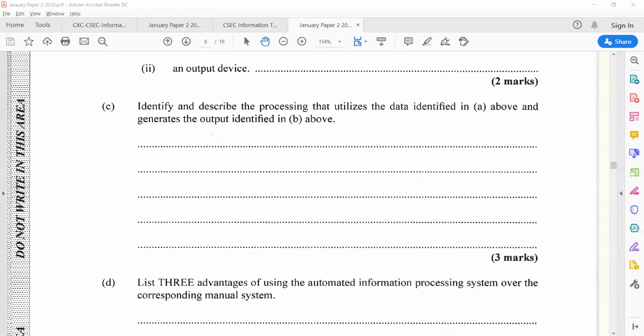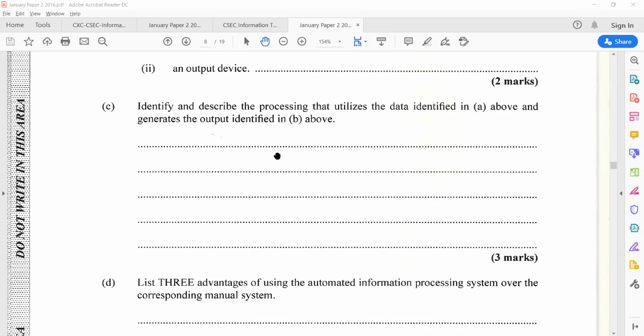All right, so part C now. Identify and describe the processing that utilizes the data identified in A above and generates the output identified in B above. So what they're asking here is to describe the processing. Remember when we spoke about algorithms, we spoke about systems, there are 3 stages, right?